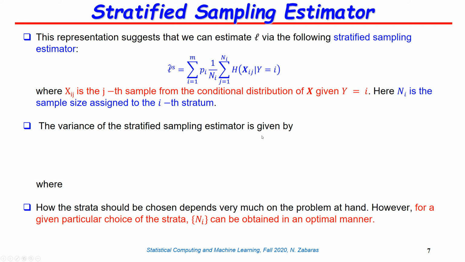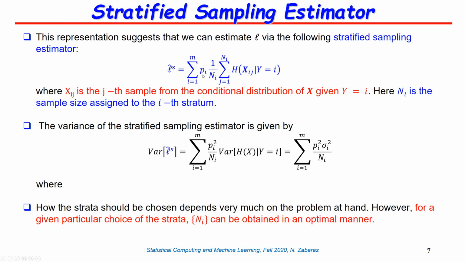Now, you can compute the variance for this new estimator quite easily because you know how to compute the variance of a Monte Carlo estimator. So the variance of this would be nothing else but pi squared over ni times the variance of h of x given y equal to i. And let me define this to actually be sigma i squared. So sigma i squared is the conditional variance of h of x in its region i. Okay? So the variance of my stratified estimator is summation of pi squared sigma i squared divided by ni. And again, I emphasize the notation here. Script L is my original estimator. L hat is the Monte Carlo approximation, and I use the superscript S to emphasize that this is a stratified Monte Carlo estimator.